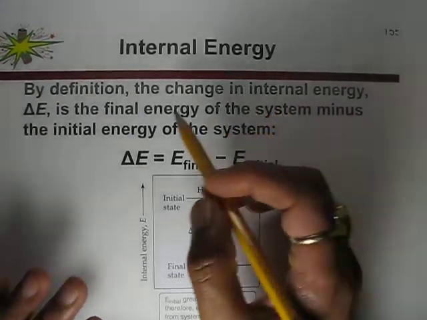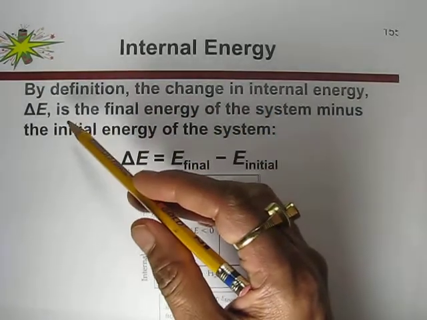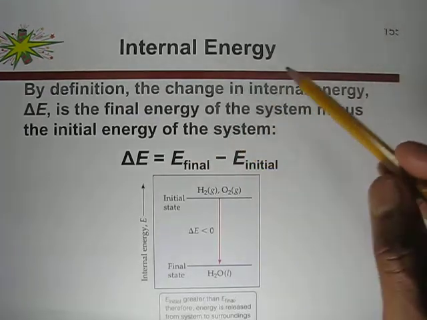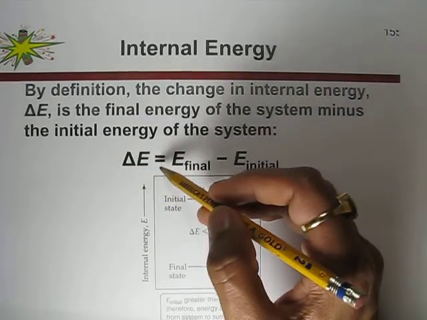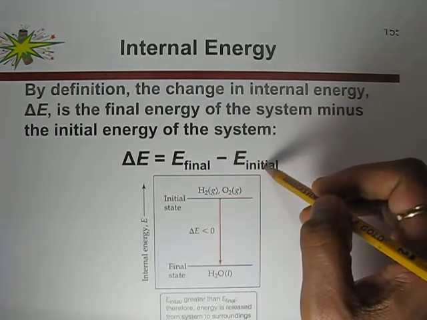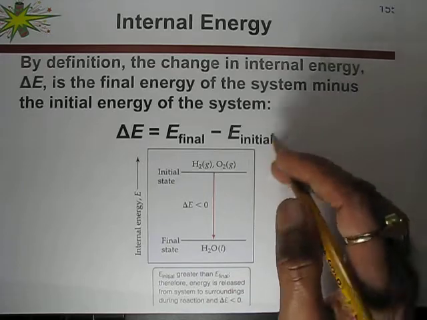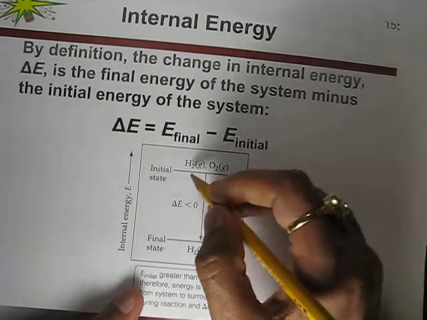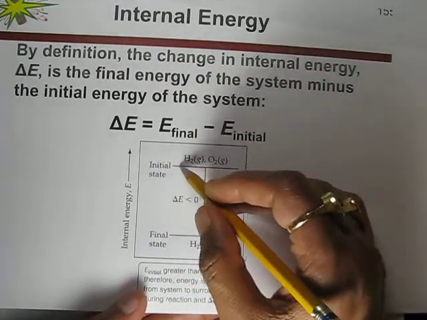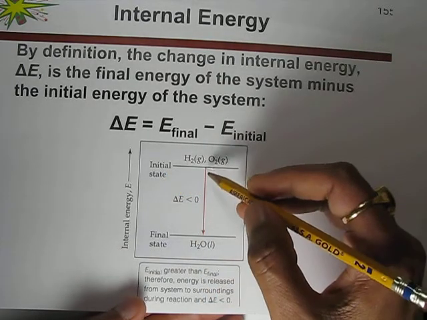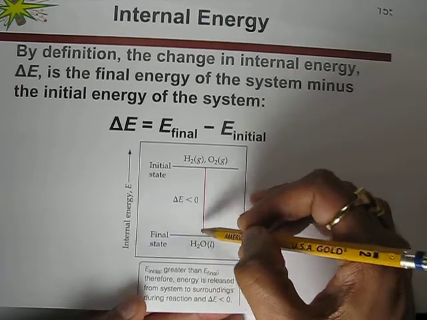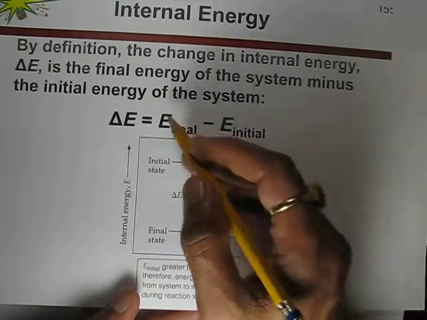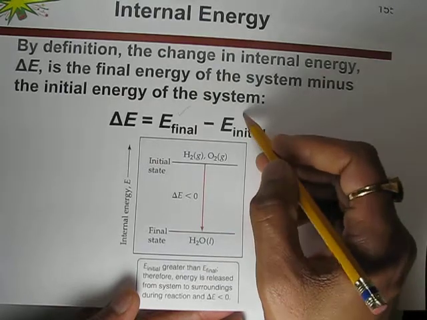By definition, the change in internal energy, delta E, is the final energy of the system minus the initial energy of the system. So what is the meaning of delta E? Delta E means E final minus E initial. Here one example is given: when hydrogen and oxygen gas react together, this line shows the initial state, and they lose energy to form water. Losing energy means their final energy will be less than the initial energy.